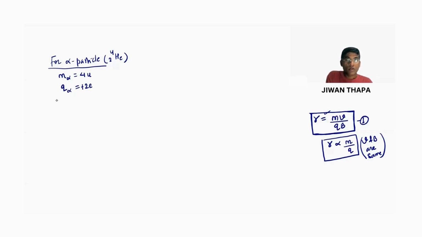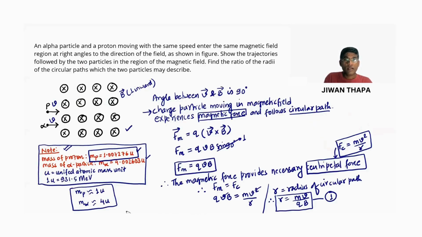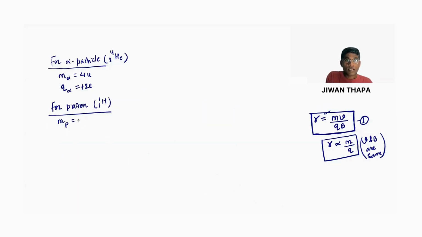Now for proton, we have this. The mass of proton, as I said earlier, let us take it approximately as 1u, and the charge of proton is plus e.